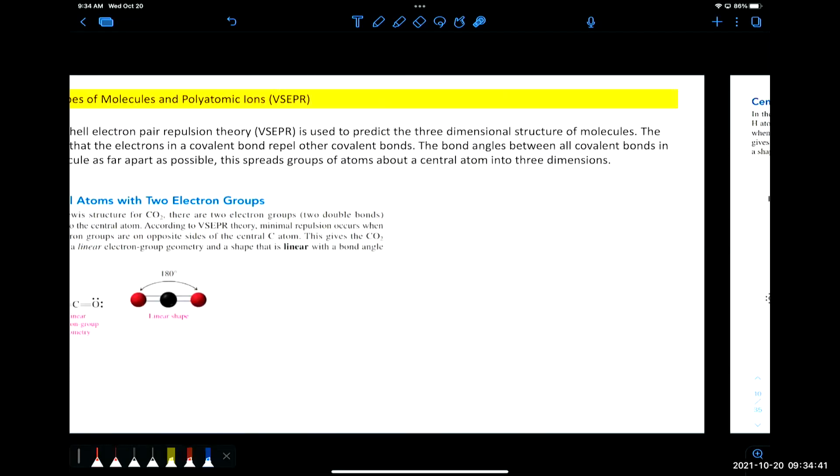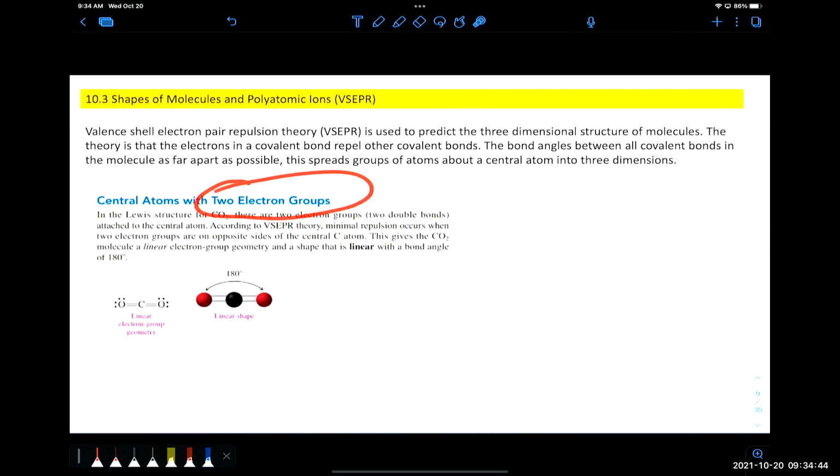Okay, so with 2 electron groups, we have 2 bonded electron groups, then we're going to be linear. Two electron groups in general will just be linear.